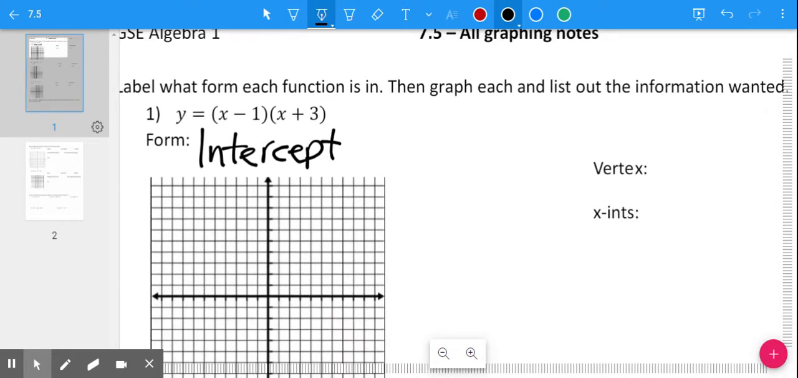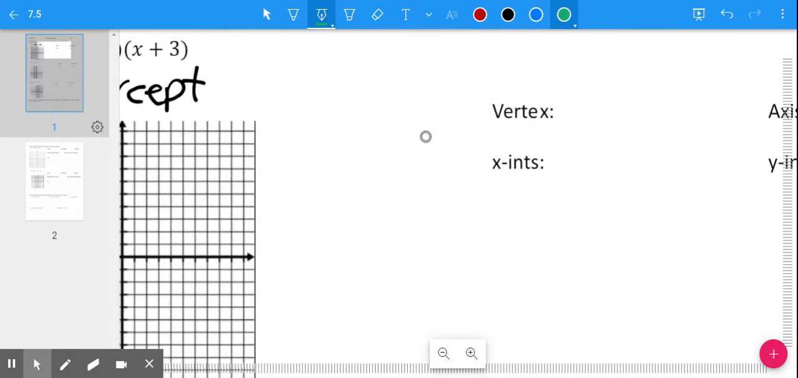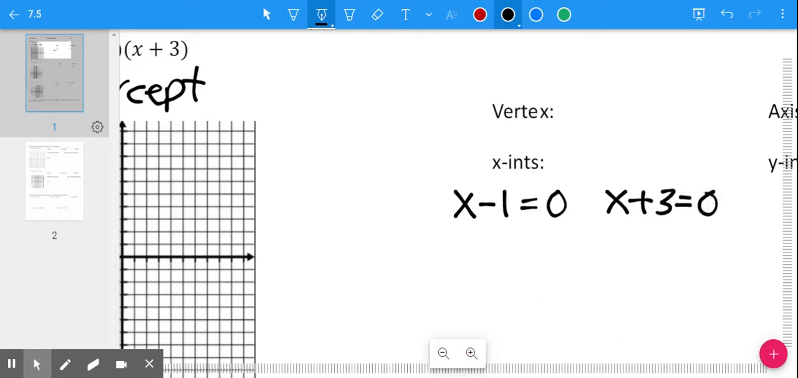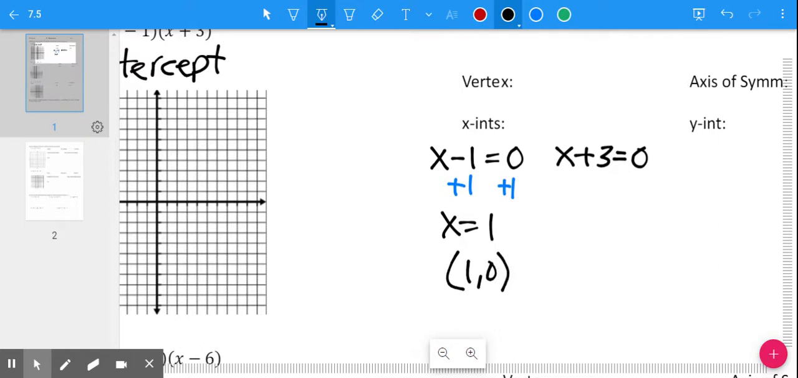So to find our x-intercepts, because it's in intercept form, that's where I'm going to begin. To find your x-intercepts, you set each binomial equal to 0. So when I solve them, add 1 to both sides. We're left with x equals positive 1. So one x-intercept is at 1, 0. And then the second intercept, we subtract 3 on both sides to solve that. And we're left with x equals negative 3. So your other x-intercept is negative 3, 0.